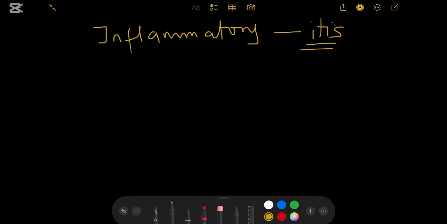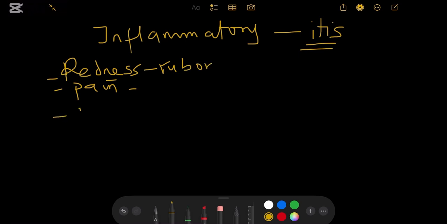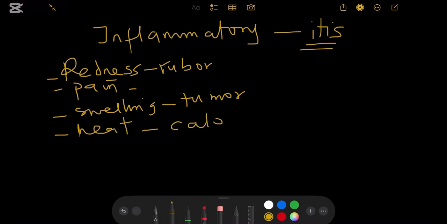Apart from the cardinal features of inflammation we know, which are redness, which is rubor, pain, swelling, which is tumor, and heat, which is calor. So rubor, tumor, calor. I'm still trying to remember what pain is, that ends with or, but rubor, tumor, calor.